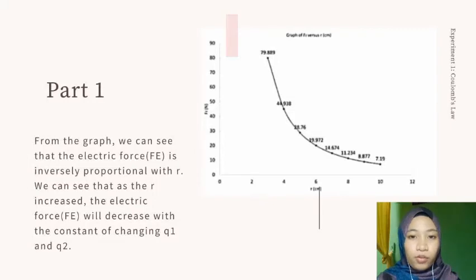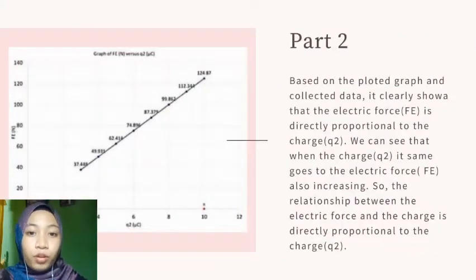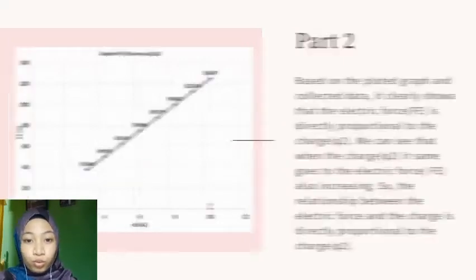Data analysis. Part 1. From the graph, we can see that electric force is inversely proportional to R. As R increases, the electric force decreases with Q1 and Q2 kept constant. For the second part, based on the plotted graph and collected data, it clearly shows that electric force is directly proportional to the charge Q2. When the charge is increasing, the electric force is also increasing. So the relationship between electric force and the charge is directly proportional to the charge Q2.